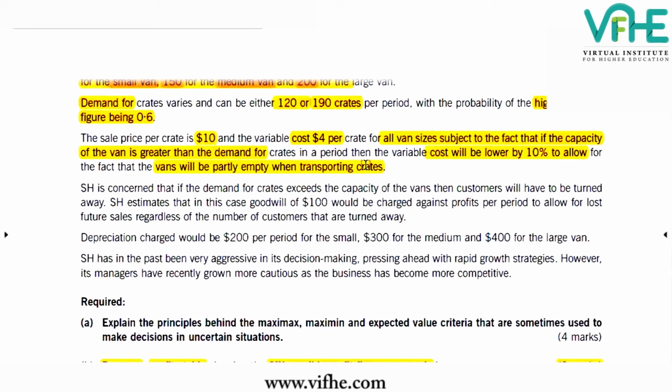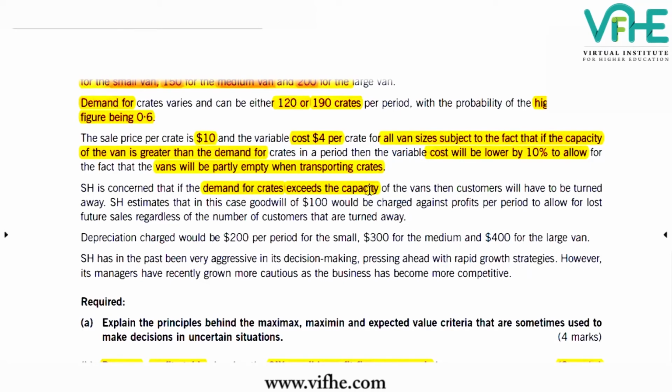Okay. Now, moving forward, it says that the company is concerned that if demand for crates exceeds the capacity. Now, this is a separate situation, where the demand is more and the capacity is less. Are you getting my point? The demand is more and the capacity is less. So this is a situation in which, if there is a capacity of 100 people in a van, and for example 120 came, or 130 came, or 150 came to sit in the van.